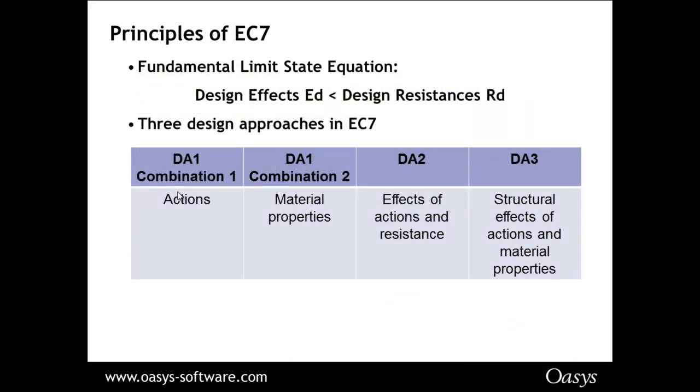So briefly, Eurocode 7 is ULS design, or ultimate limit state design. It looks at the design effects, and for the fundamental limit state equation, you basically want design effects less than design resistance. There are 3 design approaches in Eurocode 7: design approach 1, 2, and 3. We're going to focus on design approach 1, which is mainly used in, for example, the UK and some countries.